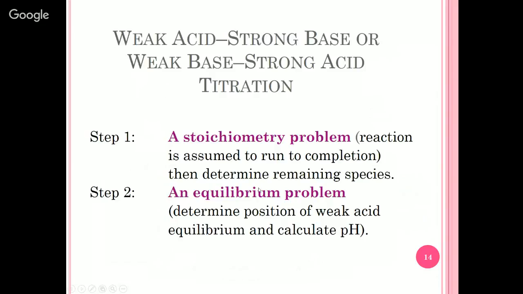So at this point, we've done our ice table up here. We do our ice table to see how many moles of our weak acid and weak base we have. And then we use the Henderson-Hasselbalch equation to calculate the pH.